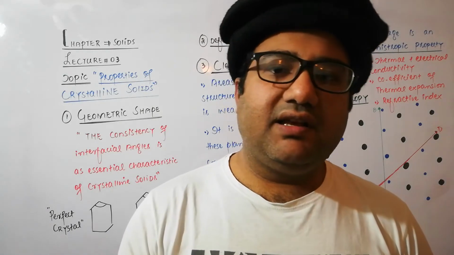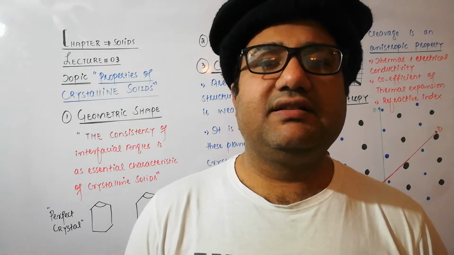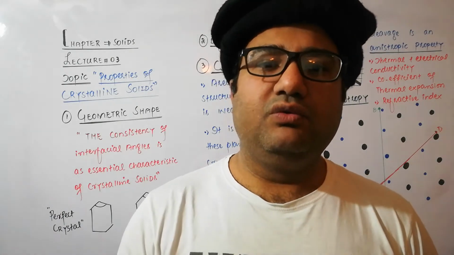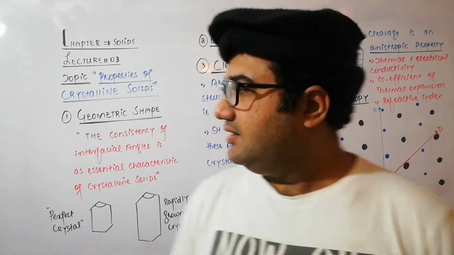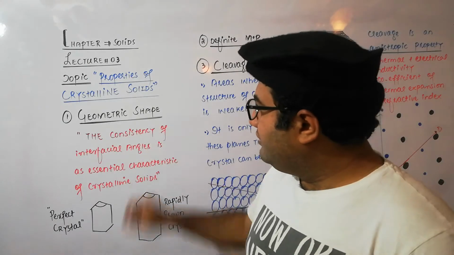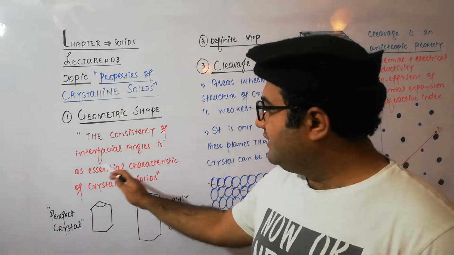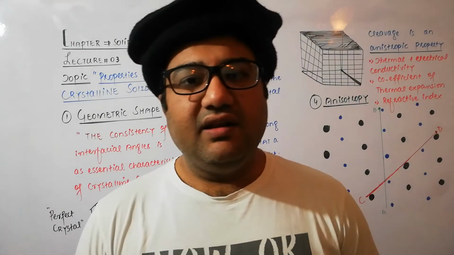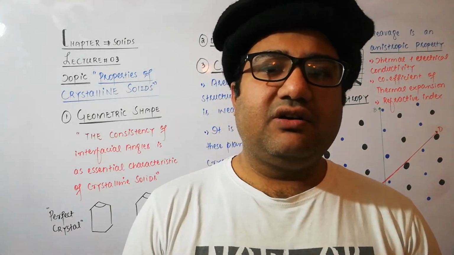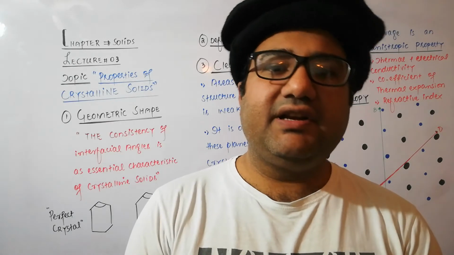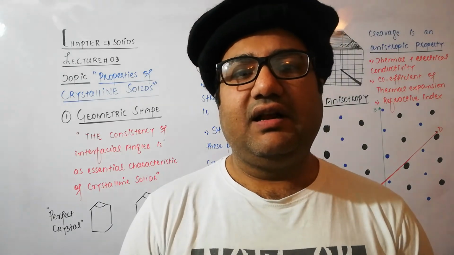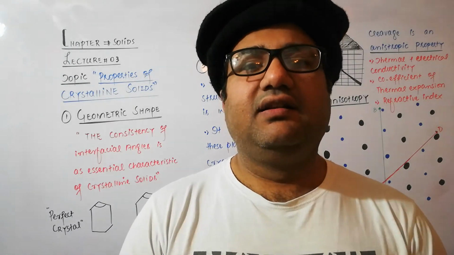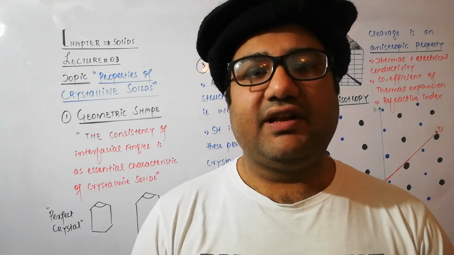I have explained the concept of the interfacial angles in my lecture number 2 of the solids. So the consistency of interfacial angles is an essential characteristic of a crystalline solid. It means a particular crystalline solid has specific interfacial angles and the faces intersect each other at these specific angles.